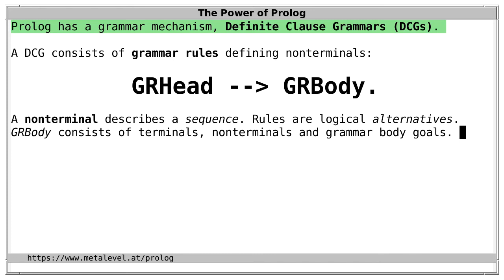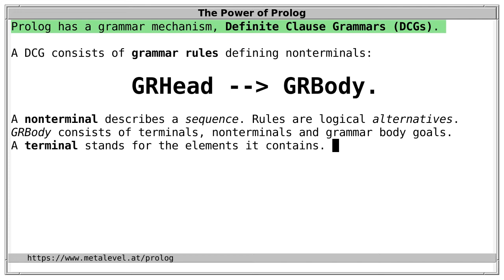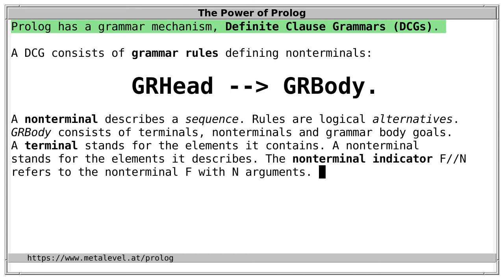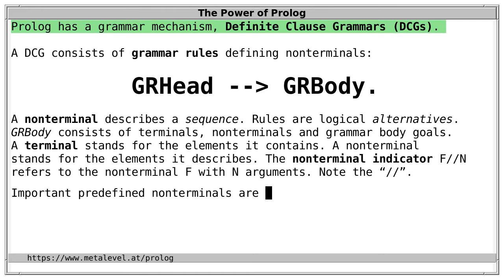And each grammar rule body consists of terminals, non-terminals, and grammar body goals. A terminal is written as a Prolog list and stands for the elements it contains. A non-terminal is written like a Prolog goal, except that it refers to a DCG non-terminal instead of a predicate. And it stands for the elements that the non-terminal describes. And we use f//n to refer to the non-terminal f with n arguments. So we use double slash instead of a single slash to distinguish a non-terminal indicator from a predicate indicator. And a few non-terminals are already predefined. The most important ones are comma with 2 arguments.